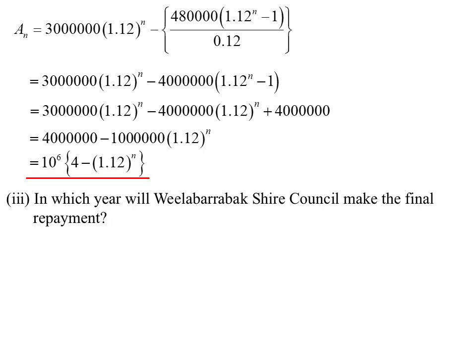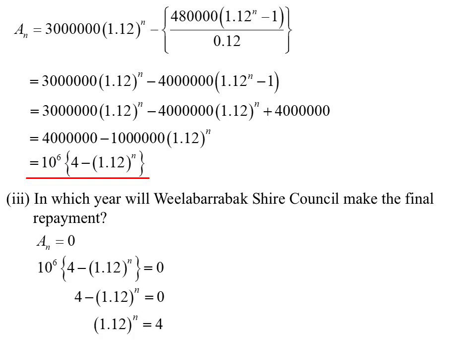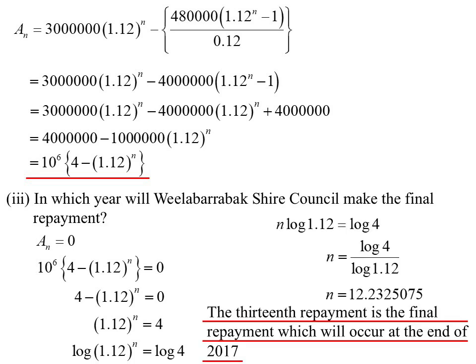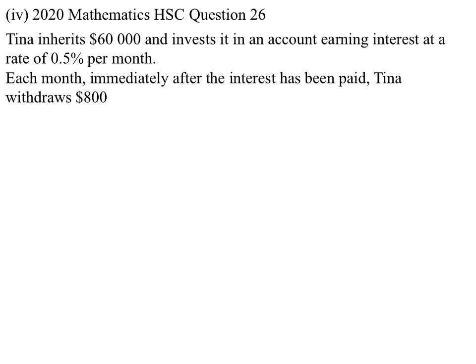In which year will they make that final repayment? So when will A_n equal 0? I've got an expression for A_n, so it's going to end up being a log equation to solve. Okay, the 13th repayment. So that will be at the end of 2017. Something a little bit more recent.